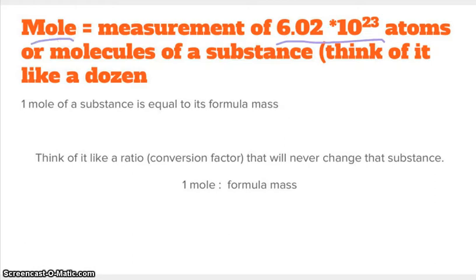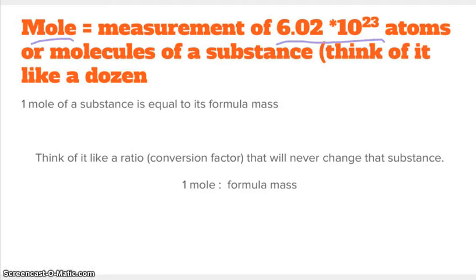And think of it like a dozen. Instead of saying I have 12 eggs, you say you have a dozen eggs. It's a way to make really big numbers easier to keep track of. Since we're not going to be dealing with one or two atoms at a time, we're going to have huge numbers of atoms. We usually like to deal with them in terms of moles. So the mole makes it easier to keep track of these large amounts of atoms and molecules. So it is basically a ratio.